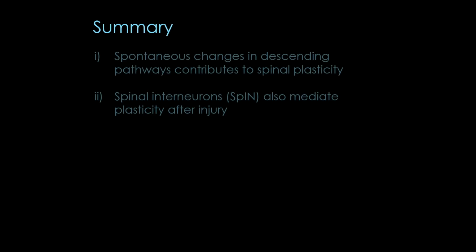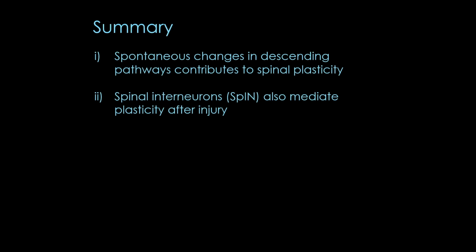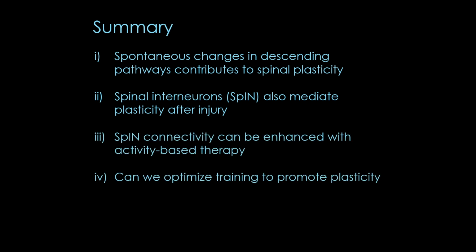So in summary for now, we know that there is spontaneous plasticity within the injured spinal cord. We know that these changes in plasticity contribute to functional recovery after injury. We know that this can be enhanced with activity-based therapies, and others have shown with neural stimulation as well.